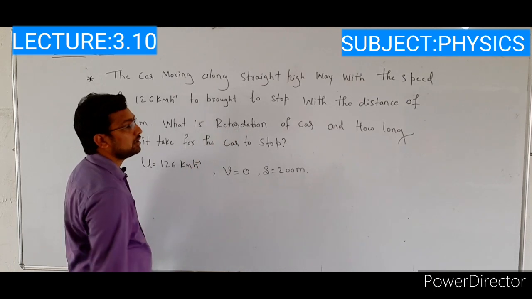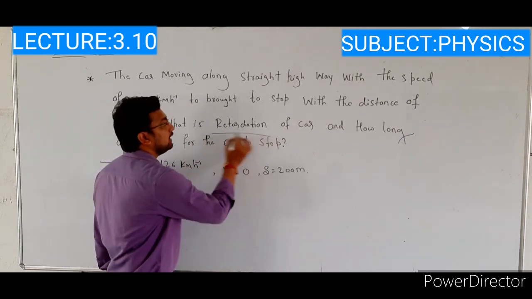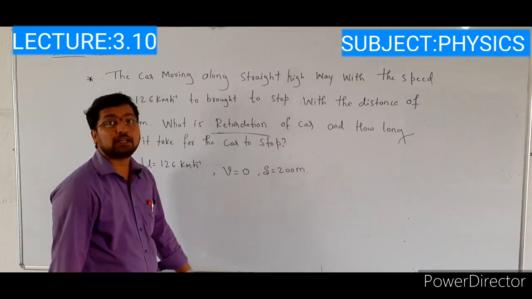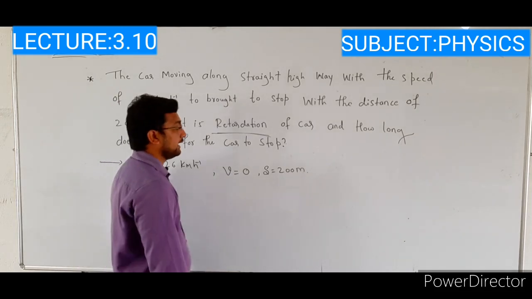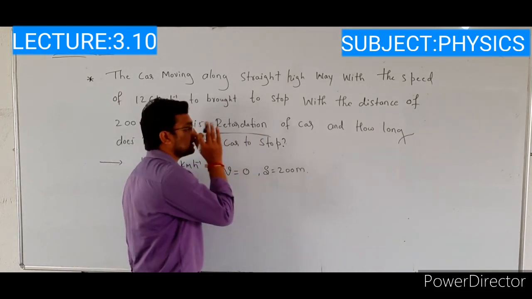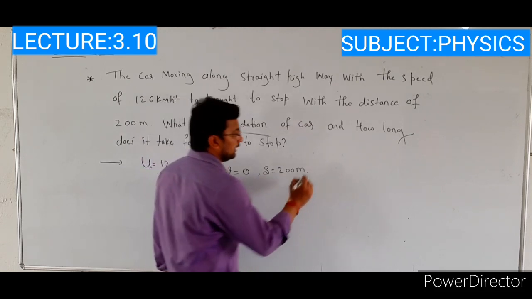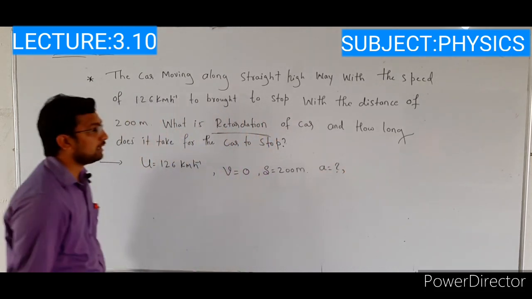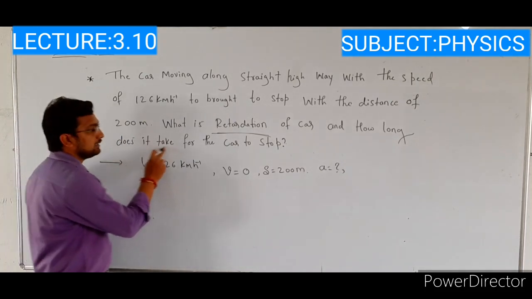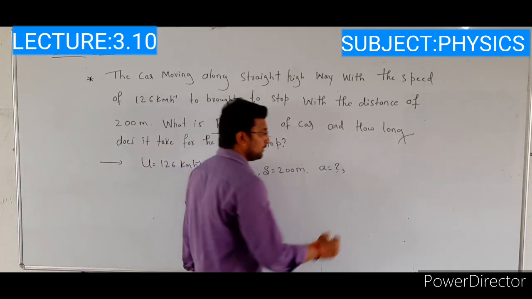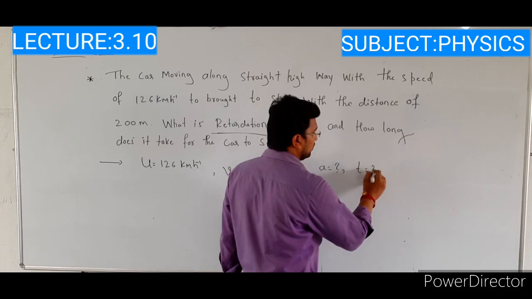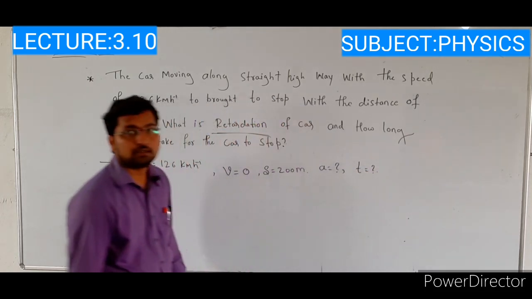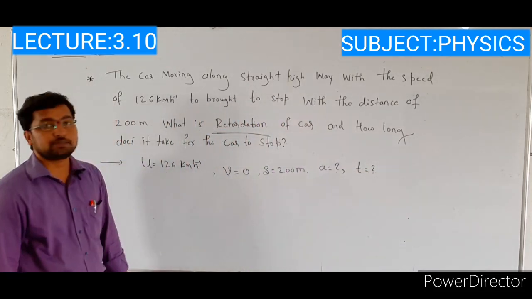What is the retardation of the car? What do you mean by retardation here? Retardation is nothing but the negative acceleration. In that case, the acceleration value must be negative. So then A is equal to question mark. After that, how long does it take for the car to stop? So then T is equal to question mark. Right? Okay. These are the given terms in this problem.